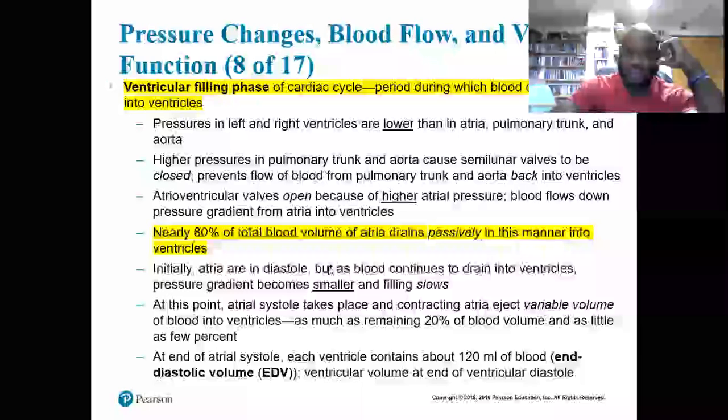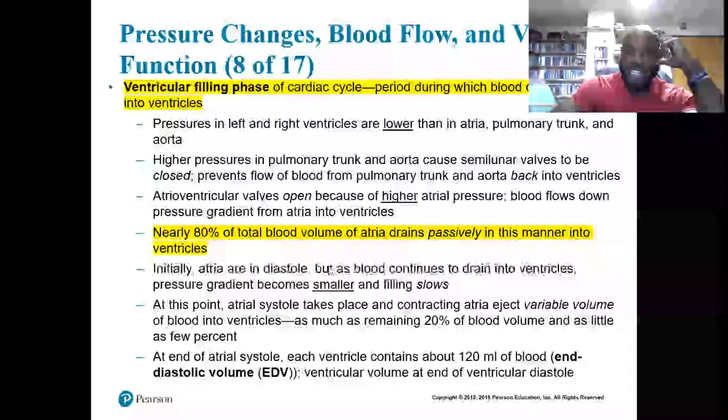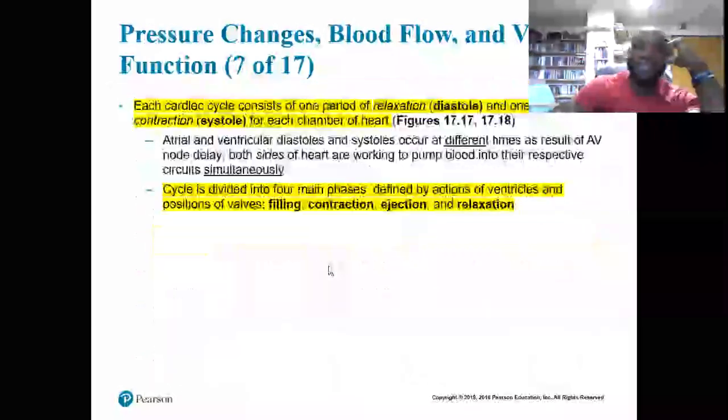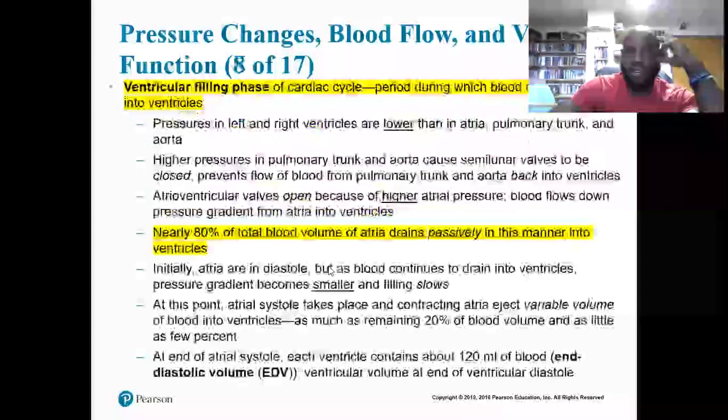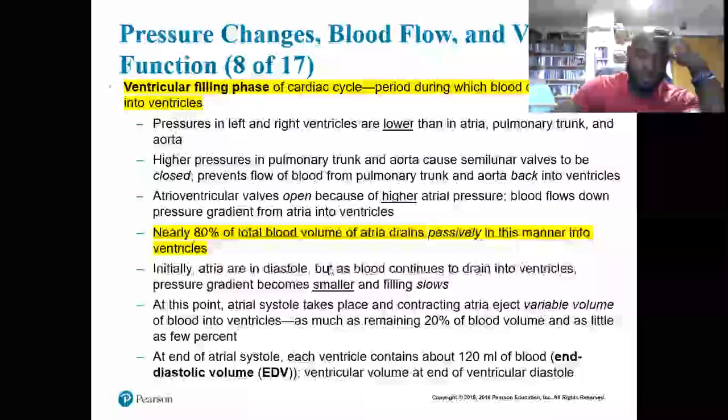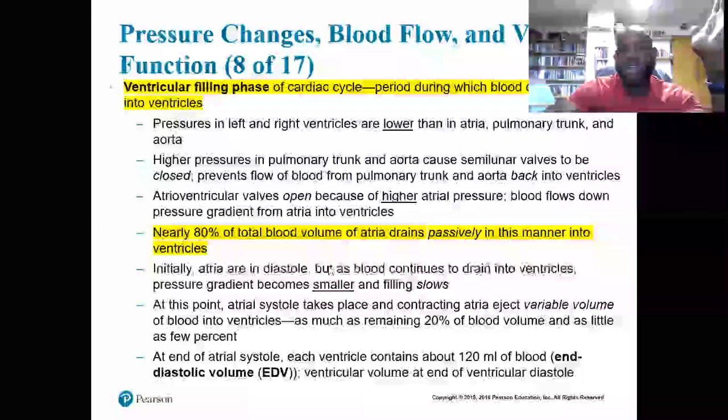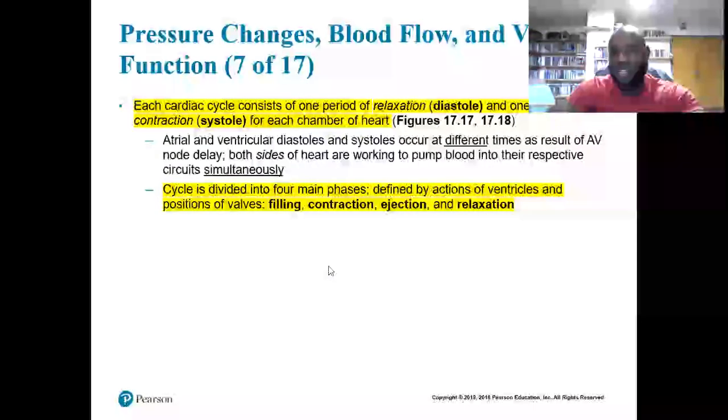All right, so let's go through and understand what we're calling the cardiac cycle. Okay, so the ventricular filling phase of the cardiac cycle is the period in which blood drains from the atria to the ventricles. Right, so that's the first step. Like I said, filling, contraction, ejection, relaxation.